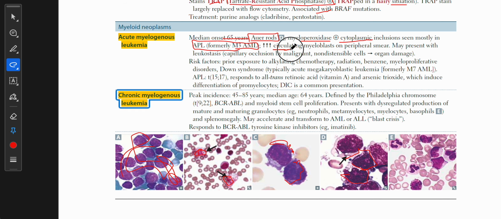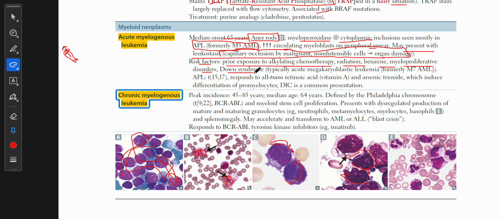So there are increased circulating myeloblasts on the peripheral smear, and it may present with leukostasis, which is capillary occlusion by malignant, non-deformable cells that leads to organ damage. If there is occlusion of blood vessels, that will lead to a decrease in blood supply, oxygen supply, and nutrient supply, right? And that will obviously lead to organ damage. This is a very common pathophysiology. The risk factors of AML include prior exposure to alkylating chemotherapy, radiation, benzene, and myeloproliferative disorders, right?